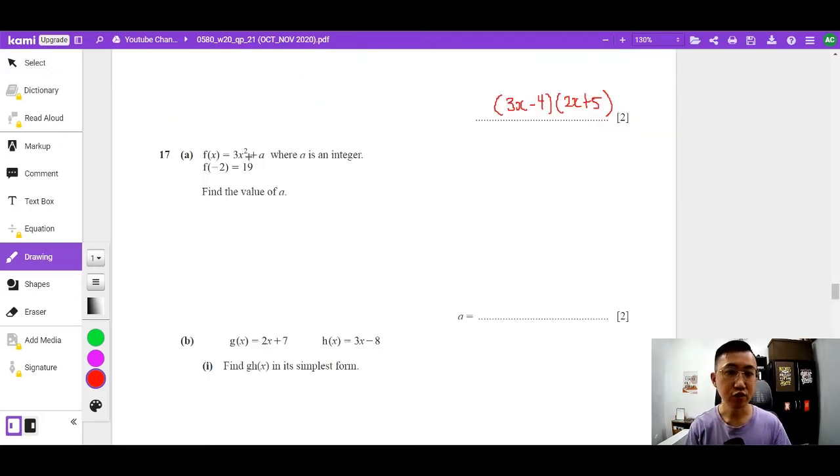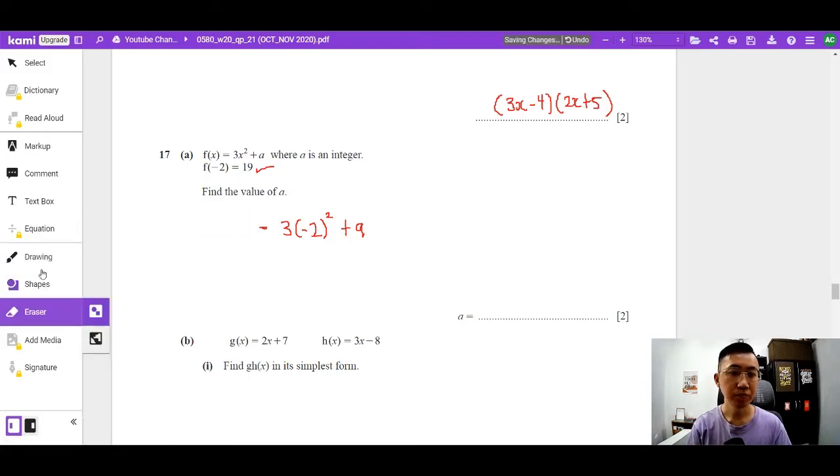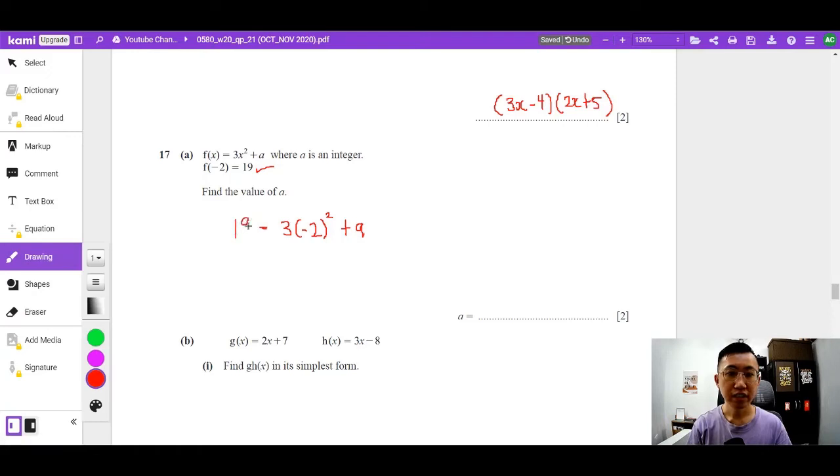Okay, so f(x) is 3x squared plus a, where a is an integer, and they give you that f of negative 2 is 19. So use this information, substitute negative 2 into x. Let us start. So f(negative 2) is equal to 3, substitute negative 2, close it, square, plus a. Now that you know this value is 19, teacher is going to erase this and put 19 here.